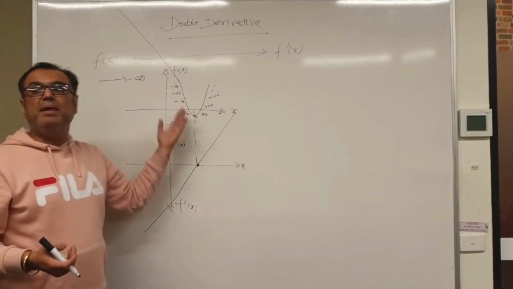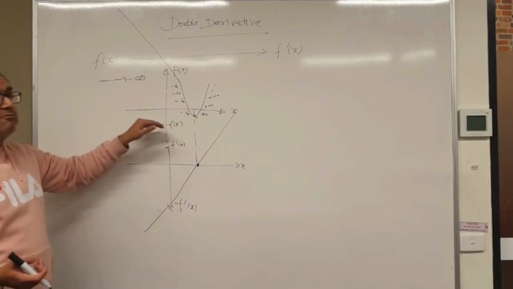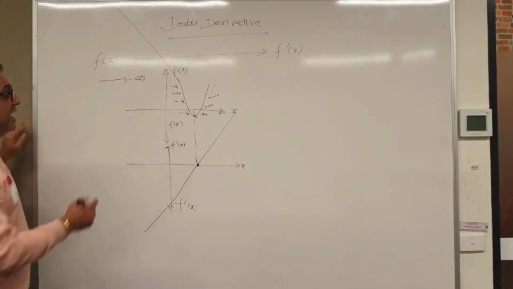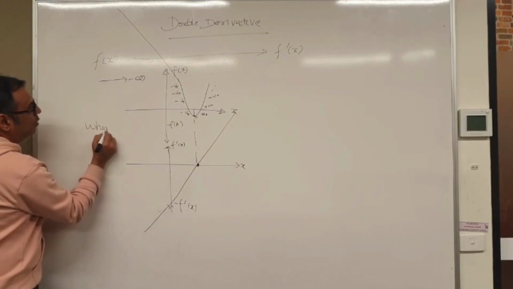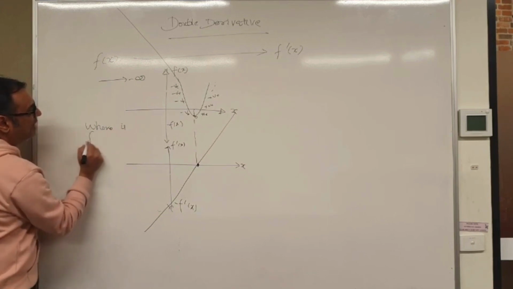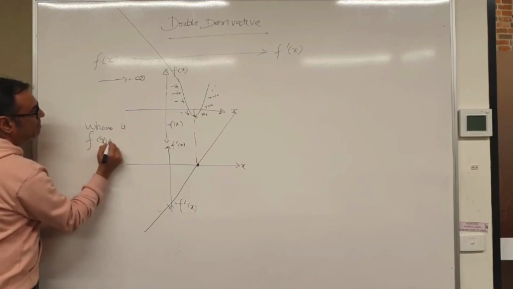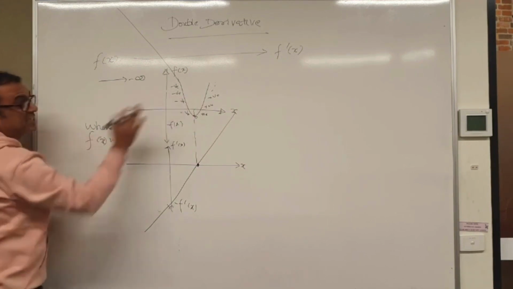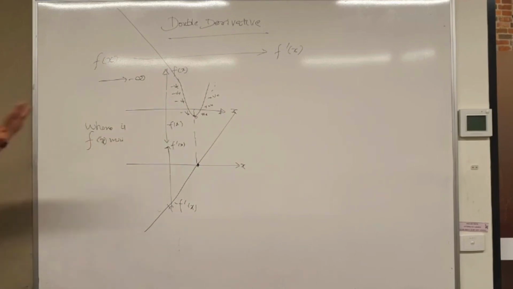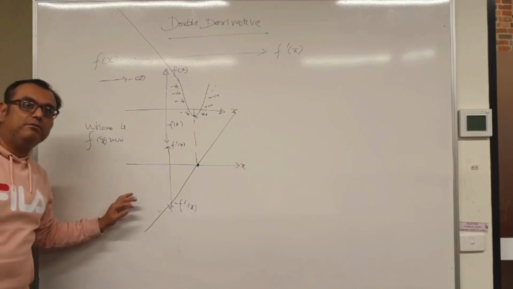Where is this function min? Where is this function minimum? Where is f of x minimum? That's what it tells me. So far so good. I haven't talked about the double derivative yet, but is this clear? Right? Yes?